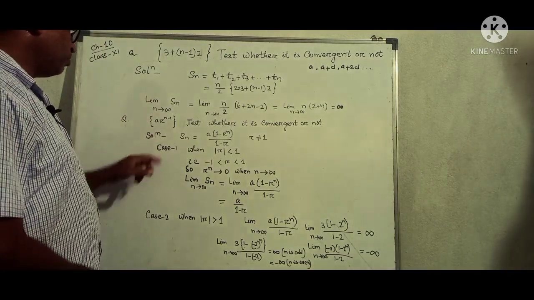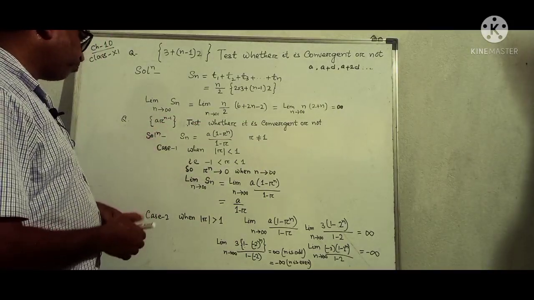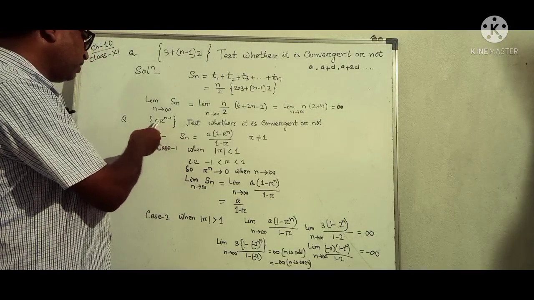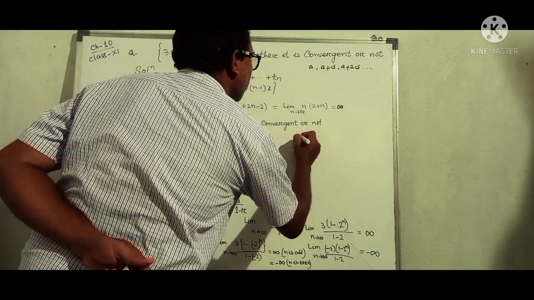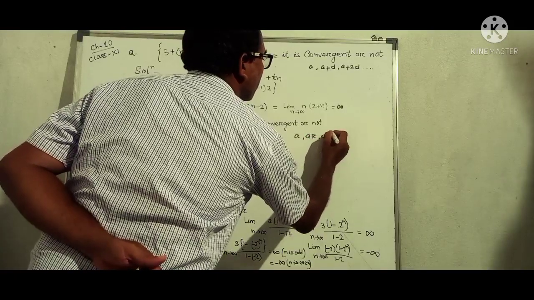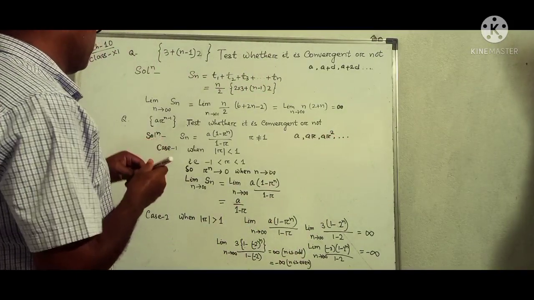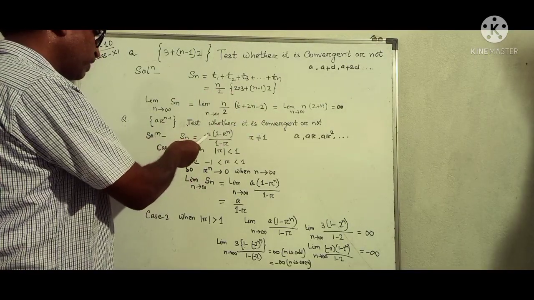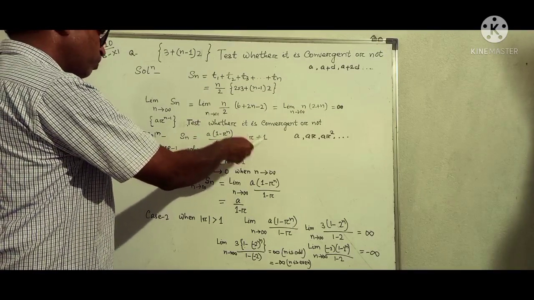Then come to another question. This is a sequence. Test whether it is convergent or not. Solution. It is a geometric progression: a, ar, ar square, like this. Sn is equal to a into (1 minus r to the power n) by (1 minus r), r is not equal to 1.